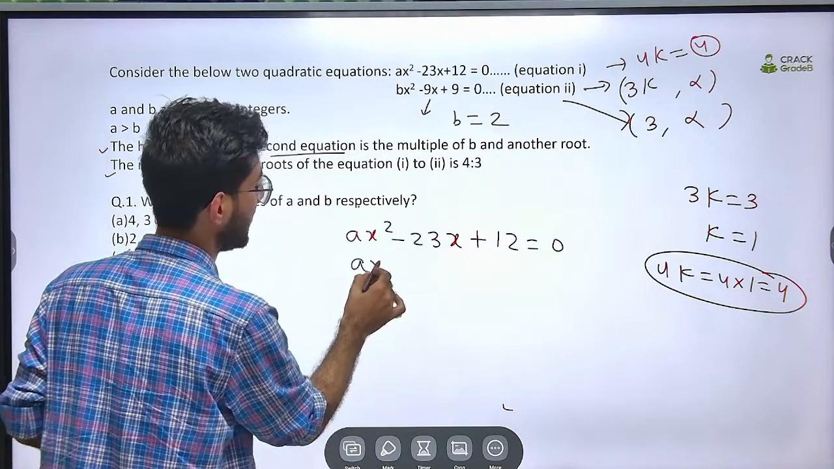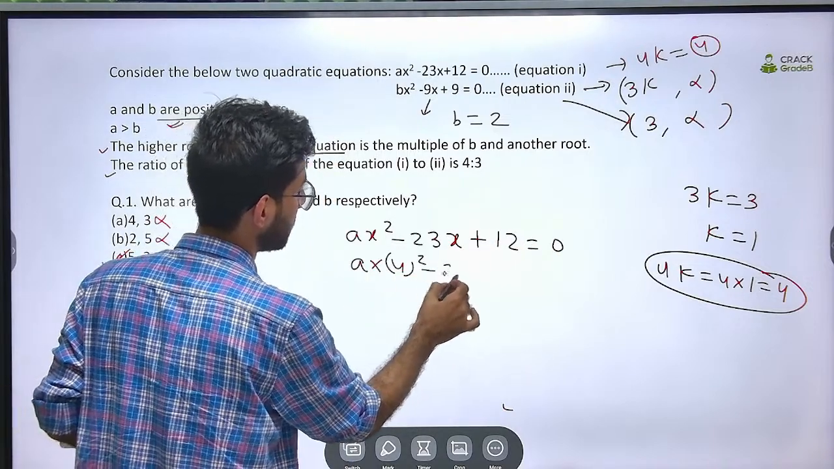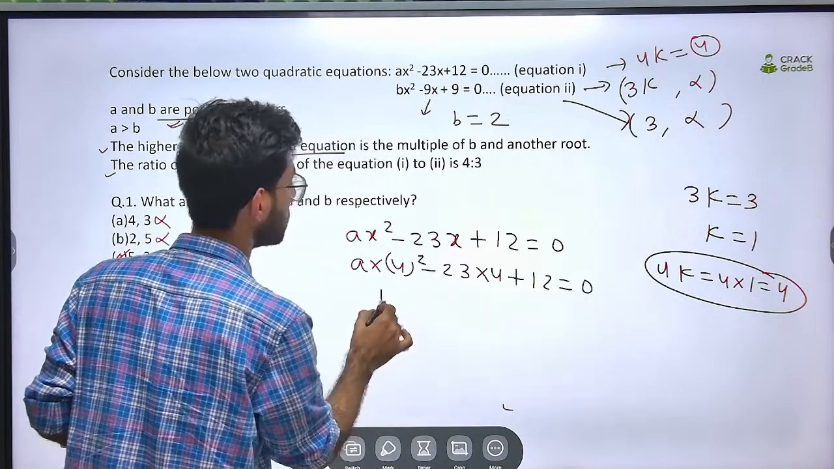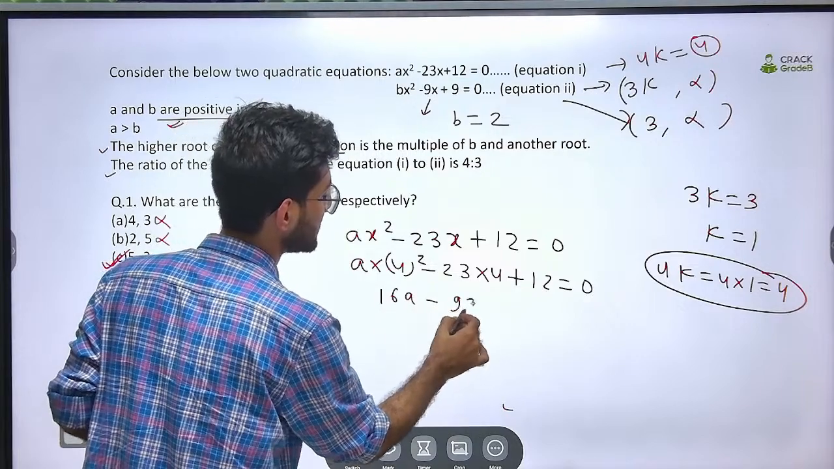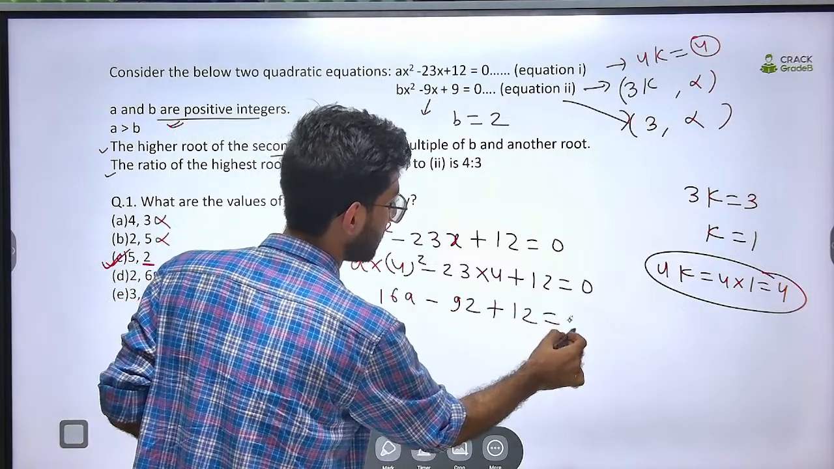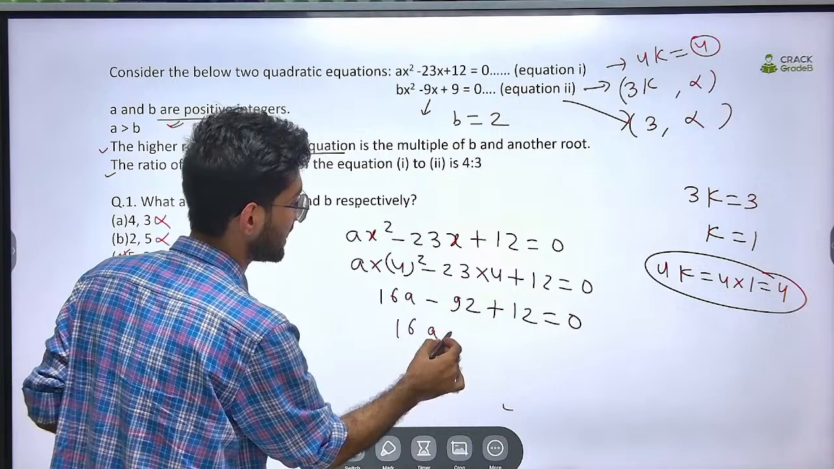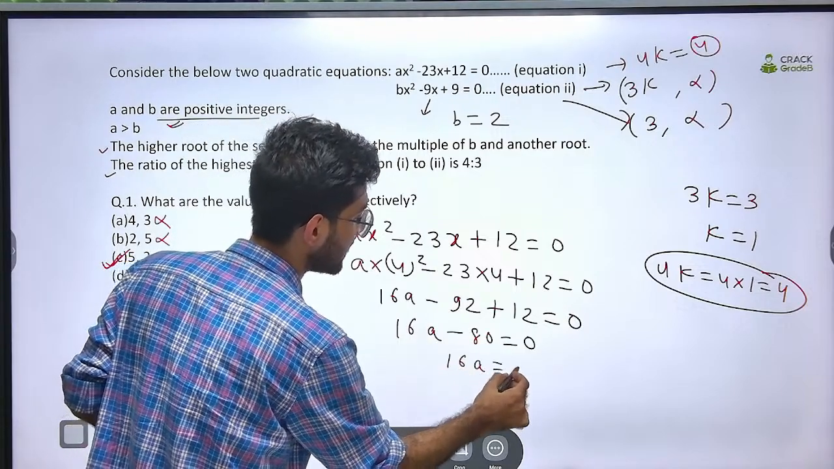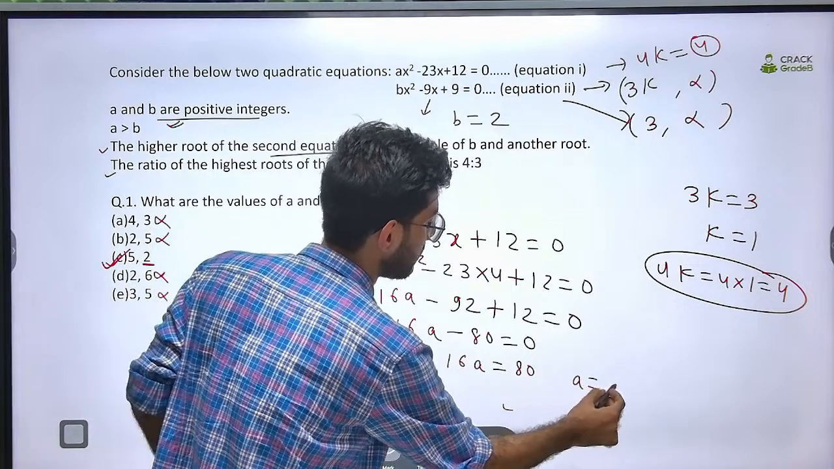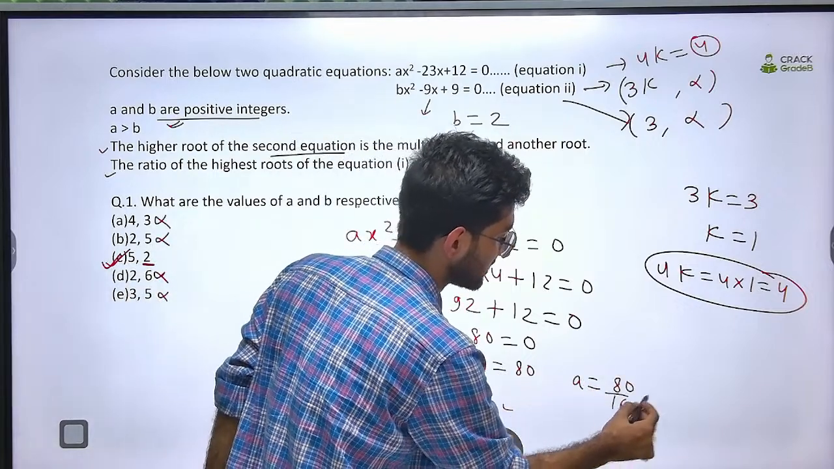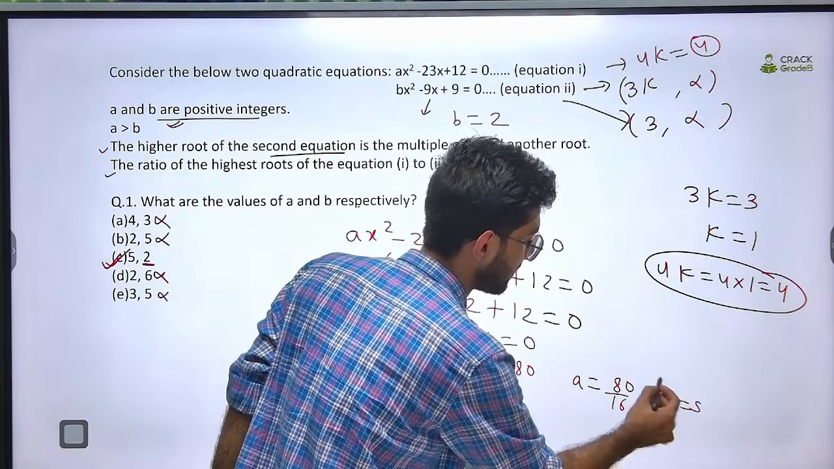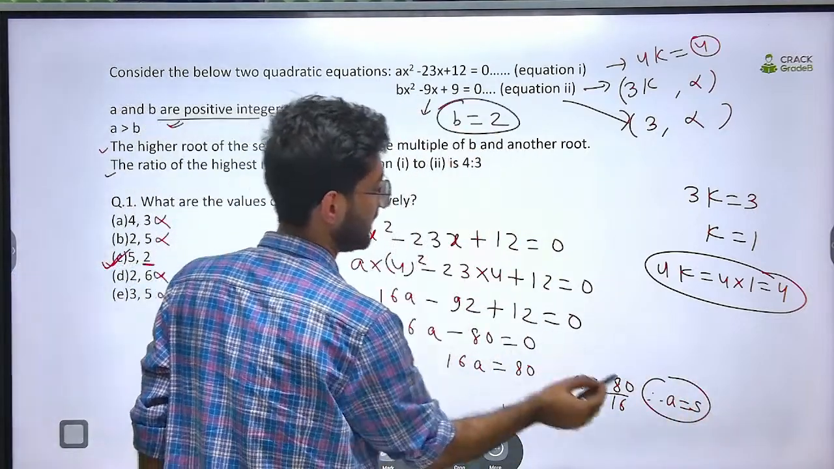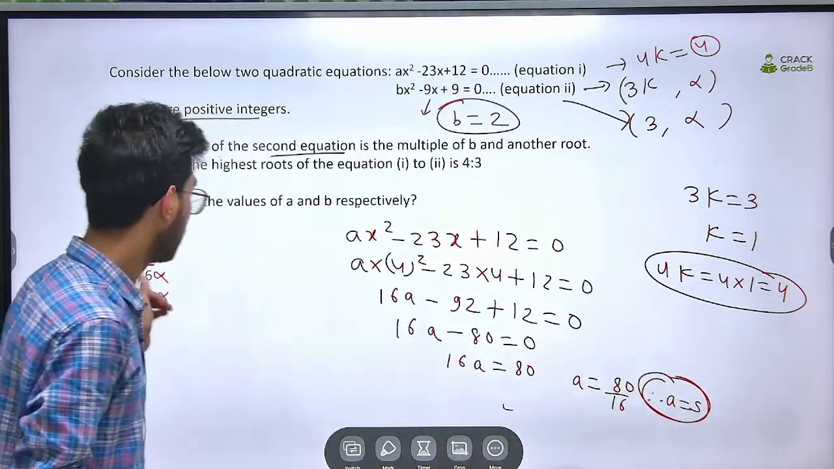So basically a into 4 square minus 23 into 4 plus 12 equal to 0. So 16a minus 92 plus 12 equal to 0. So 16a minus 80 equal to 0. So basically 16a equal to 80. So a equal to 80 divided by 16. So the value of a equal to 5. And we have already found that the value of b equal to 2. And now we have found that the value of a equal to 5.